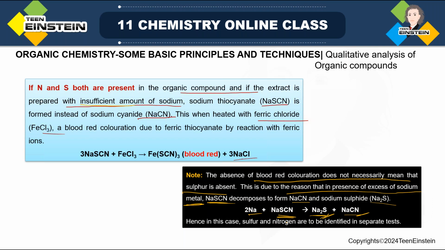But as we do not always take sodium after some measurement, we simply take it. So there may be times when it is present in insufficient amount, and only in that case you will get blood red coloration. But if it is present in excess, then 2Na plus NaSCN, as you can see in this equation, Na2S and NaCN will be formed separately. And in this case, sulfur and nitrogen are to be identified in separate tests, not by any blood red color formation because of this Fe(SCN)3 compound. Fine.